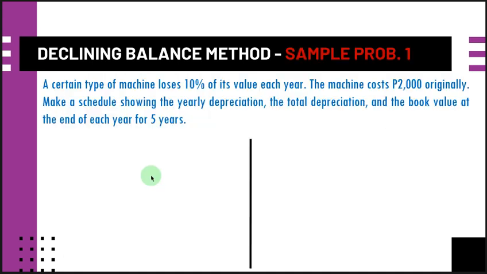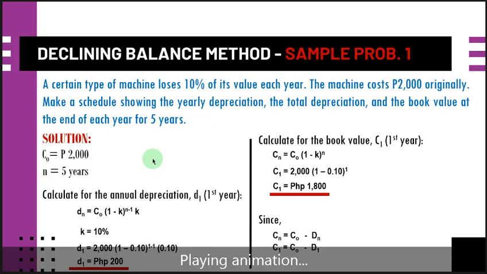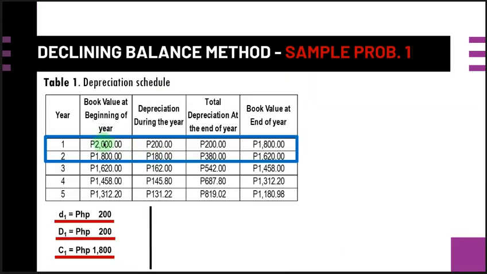So let us check this one. For the table, first, it is equal to C0, which is 2000. And then for the second year, it is equal to C0 times the quantity 1 minus K. So this is 2000 times the quantity 1 minus 0.1, or 2000 times 0.9. You can check that. This is equal to 1800. The same goes for the third year, fourth year, until the fifth year. You can use the formula in the table in getting these values.